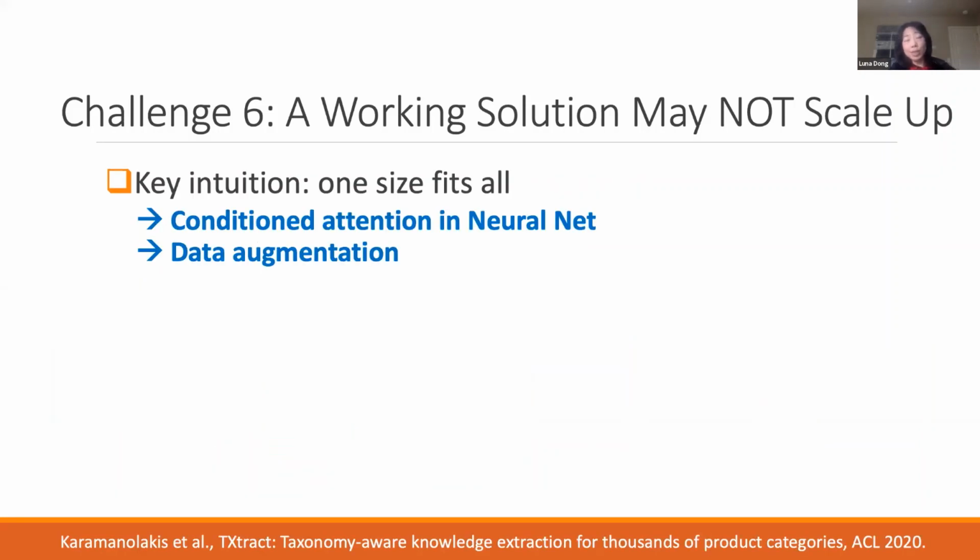So the key intuition here is to try your best to train a model that's one size fits all, using the category and source information as input, and train the attention, using that as a condition. That's a valid way to go. That's an effective way to go. And in addition, try to apply data augmentation so our model can be robust enough.